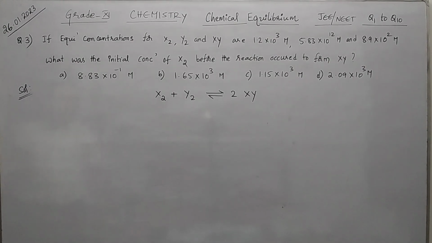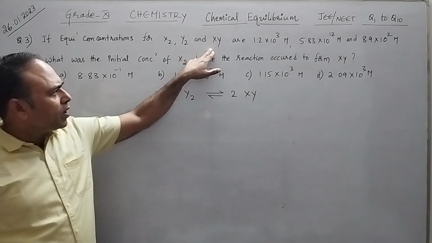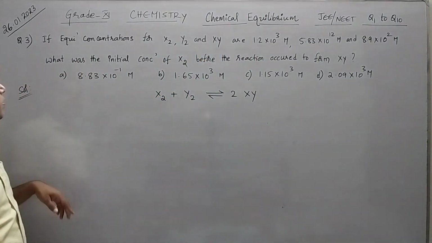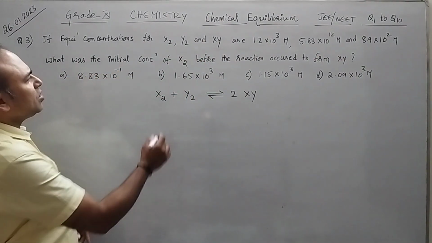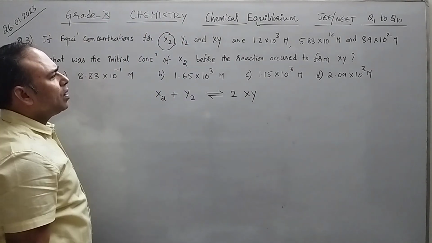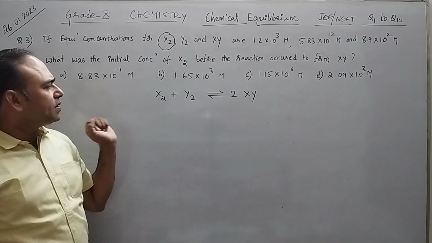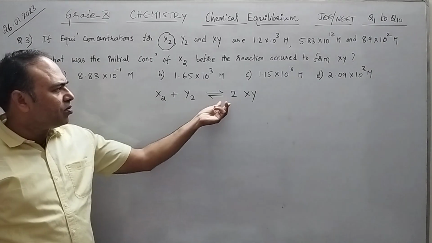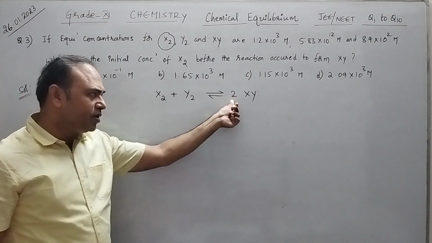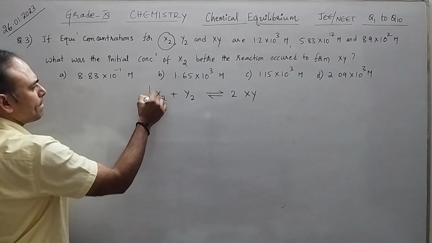Now question number 3, you can read the question and try to understand this, then try to solve it in less than 1 minute. A very simple question. If the equilibrium concentrations for x2, y2 and xy are given respectively, they are asking for the initial concentration of x2 alone. So before the formation of product, what was the initial concentration? First and foremost thing, write the equation. So x2 plus y2, you have to balance that. So hence the coefficient will be 2. This will be your equation.